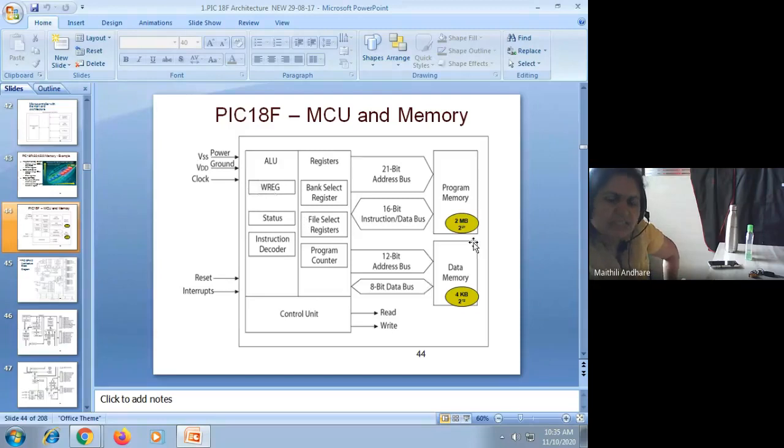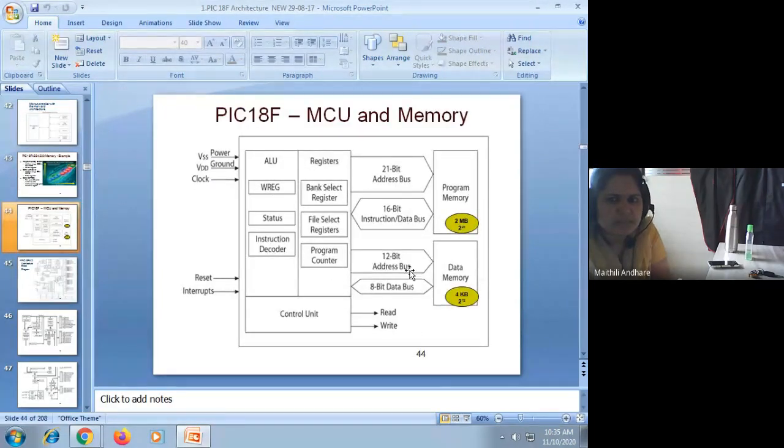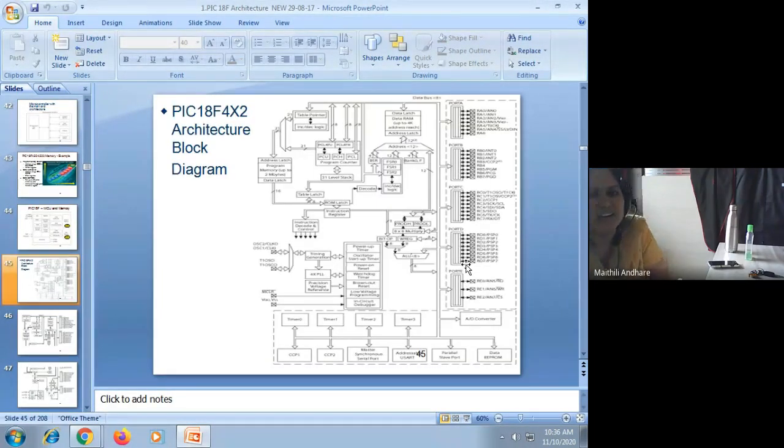The working register is the same as your accumulator register, and the status register is the same as your PSW register, the program status word. Here also, when the PIC microcontroller performs any operation, the status of that operation is provided by the status register. This is very simple, but this is actually the architecture of your PIC microcontroller. You can see it in the book also.